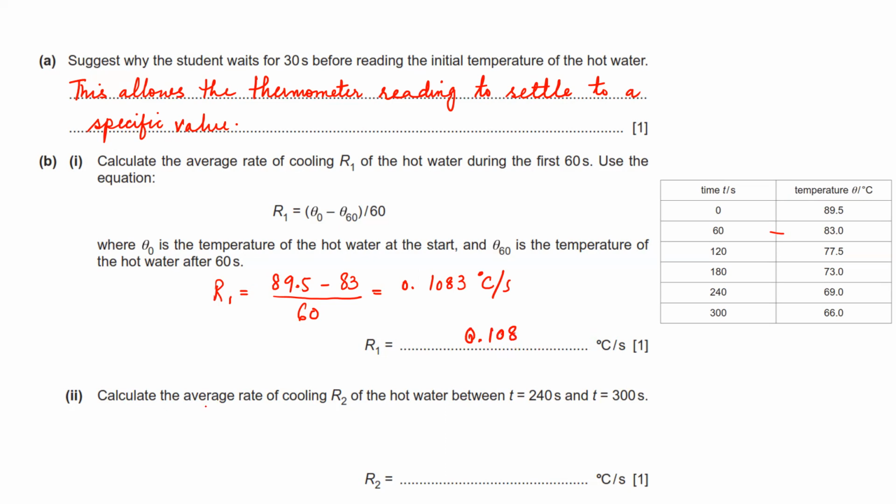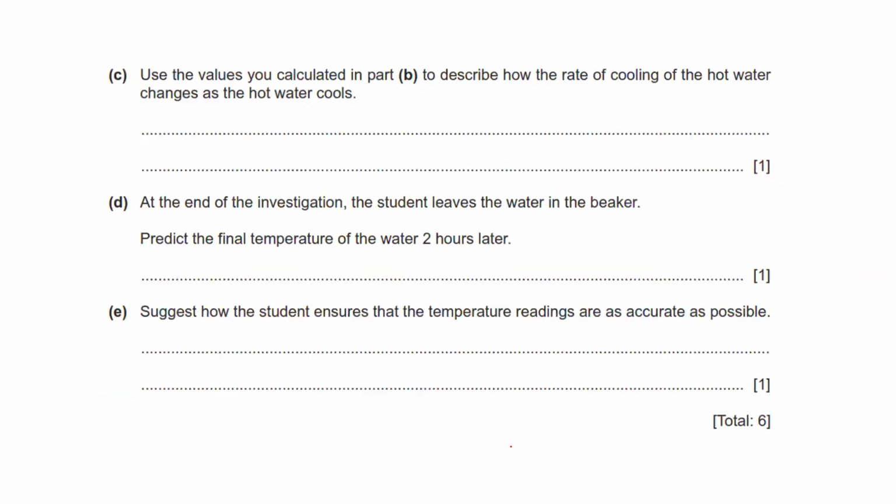Then it says calculate the average rate of cooling R2 of the hot water between 240 and 300 seconds. So this is the again. So average rate R2 would be 69 minus 66 divided by 60. So it will be 3 by 60. This comes out to be 0.05 degrees centigrade per second. So 0.05 degrees centigrade per second will be my choice.